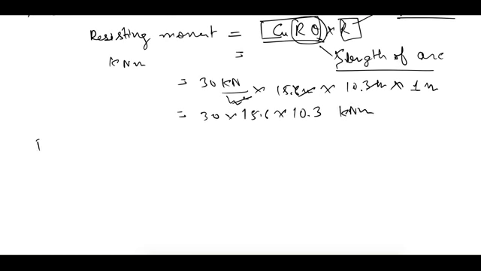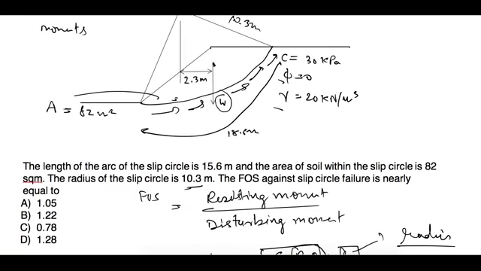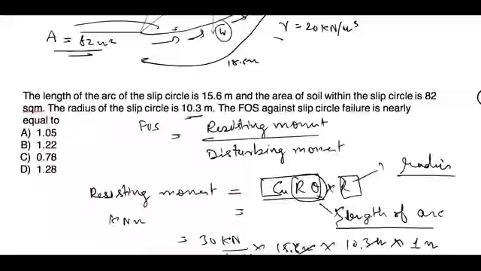Now what is the disturbing moment? Disturbing moment is caused due to the weight. So now what will be the weight? So for finding out the weight, the area of this mass is given.